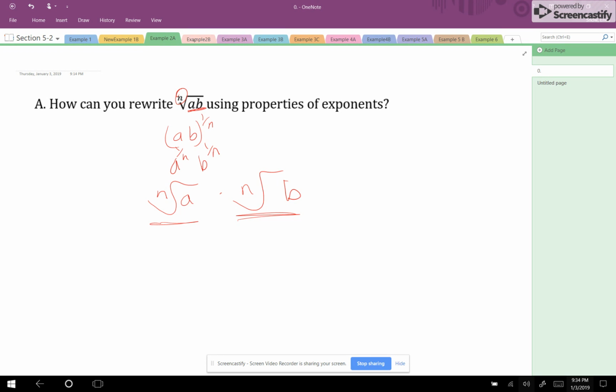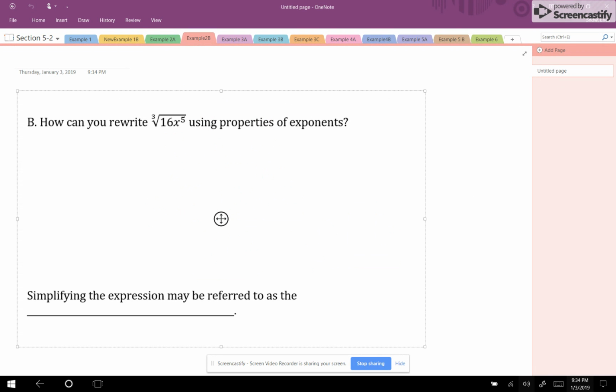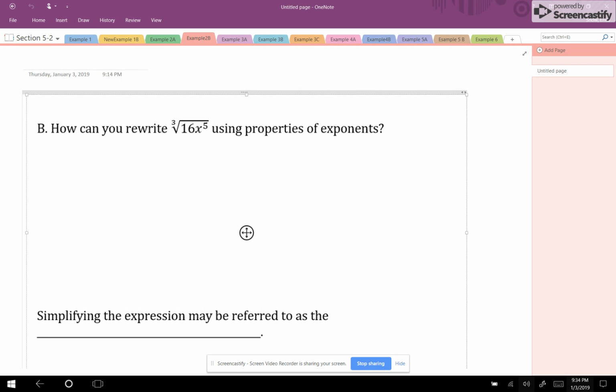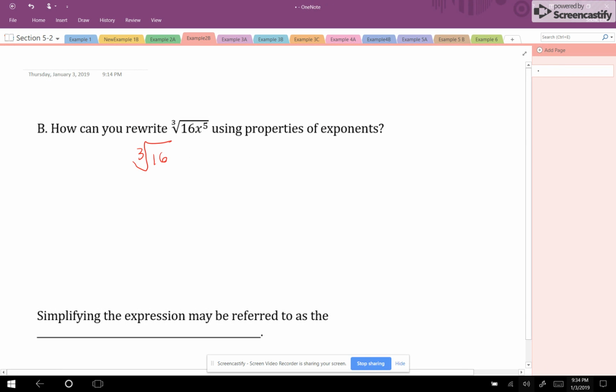So now 2b is doing this with numbers. So what I'm going to do is write the cube root of 16 times the cube root of x to the 5th, like that. Now I'm going to do factor trees, and I'm going to do these in different colors. So I have my 16 out here, and we're going to make that 4 and 4, 2, 2, 2, 2.